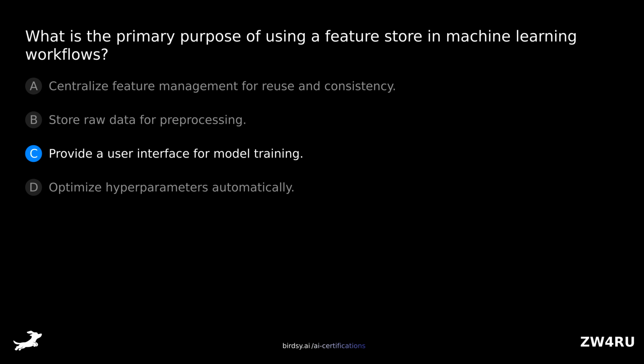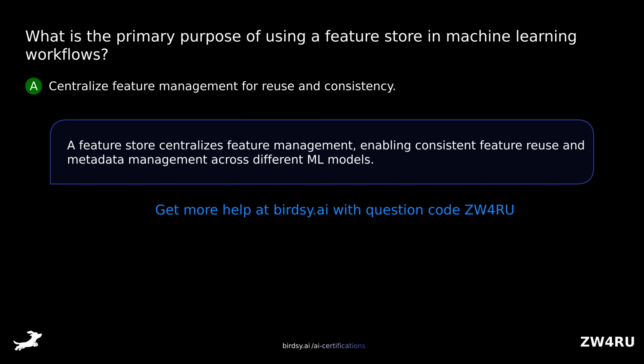Provide a user interface for model training? Or D. Optimize hyperparameters automatically? The answer is A. Centralize feature management for reuse and consistency. A feature store centralizes feature management, enabling consistent feature reuse and metadata management across different ML models.